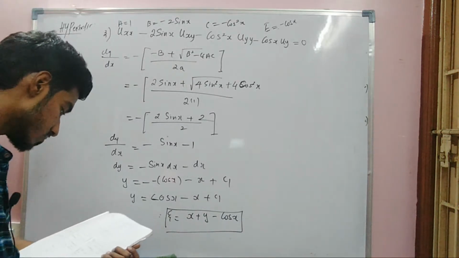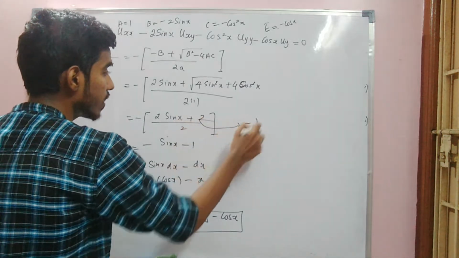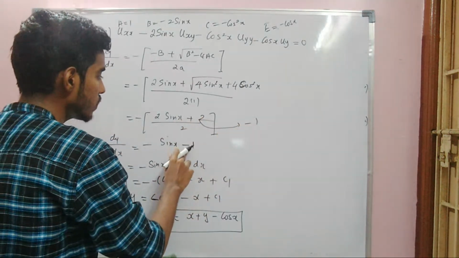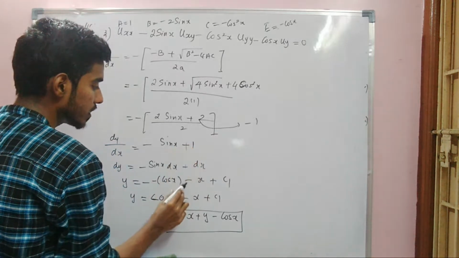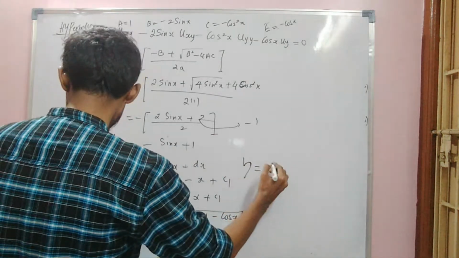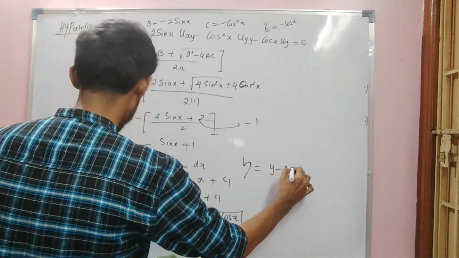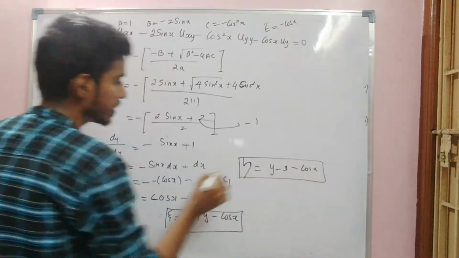And the second characteristic will be, here we will have minus. So here we are going to have plus, right? Therefore the second characteristic eta will be y minus x minus cos x. This is our second characteristic eta.